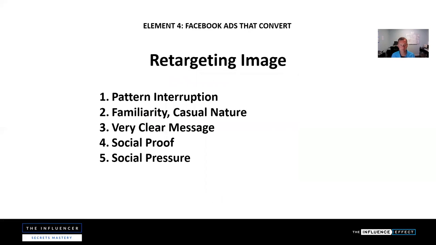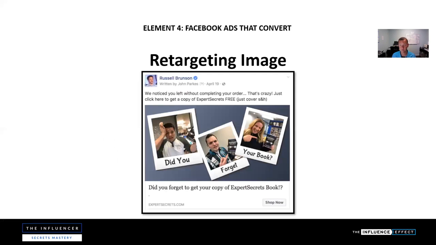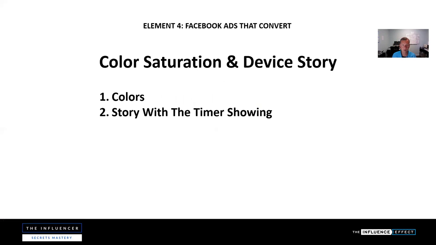So pattern interrupt, the familiarity: hey, I recognize these people. There's a clear message: hey, go get your book, right? The social proof: hey, everybody's got their book. And the pressure: hey, you don't want to miss out. That's crazy. So come get your book. So you can even have a retargeting image, right?